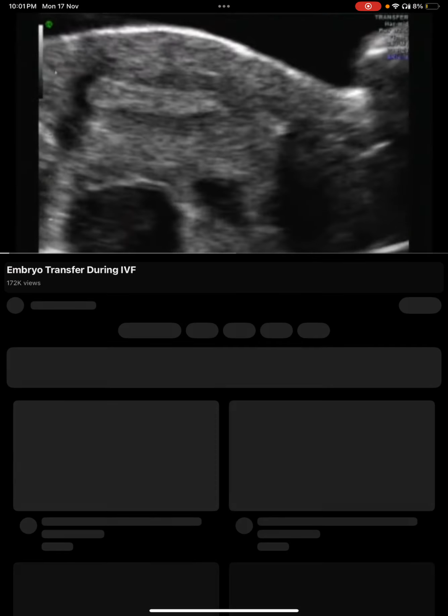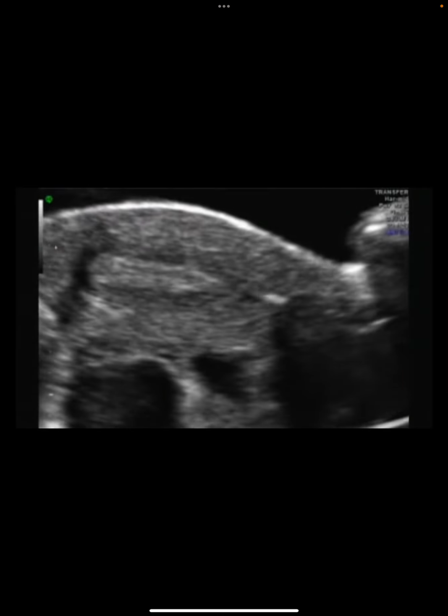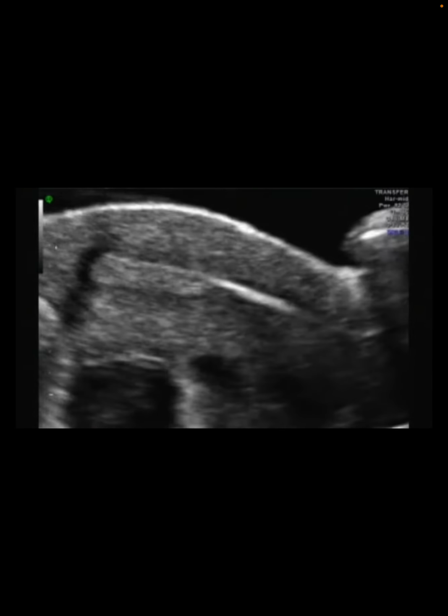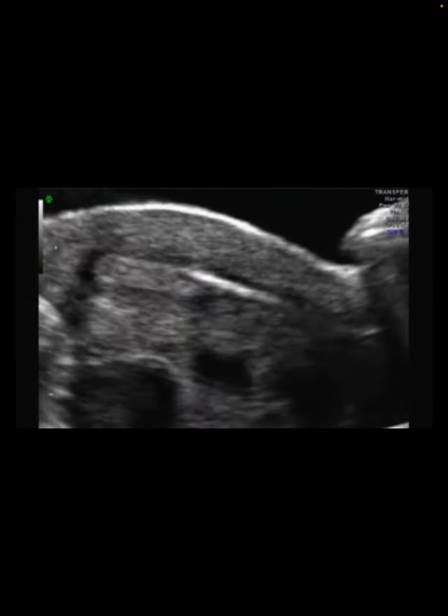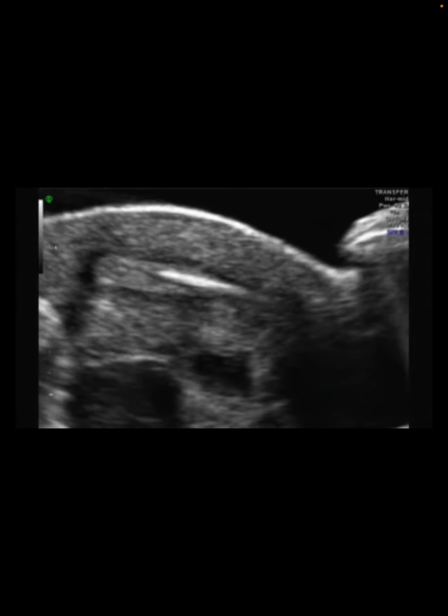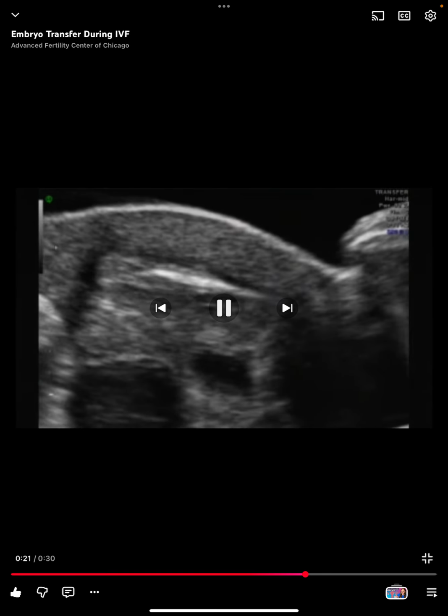Expertly performed embryo transfer. See, ultrasound guidance is a critical part of the IVF process. Here we see the catheter tip coming up into the uterine cavity from the cervix. We advance the catheter tip just past the middle of the cavity, then pull back slightly and press the plunger.